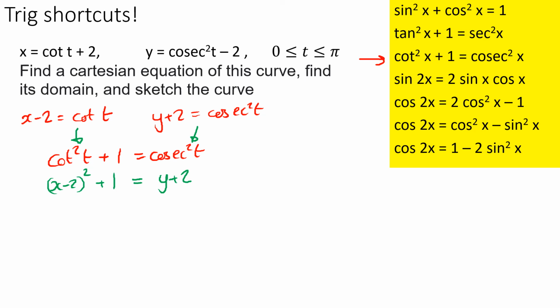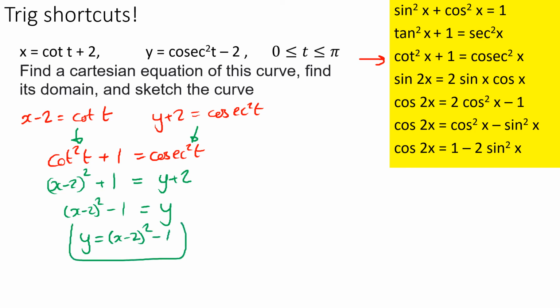We're basically done at that stage, aren't we? We can just make this y equals by simply subtracting the 2. So we'll have y is equal to x minus 2 all squared minus 1. Well, I think we'll just leave it like that. We don't need to make that any more expansive than it is. I might rearrange it to have y in front, that's purely for aesthetic reasons. So there's my answer to the Cartesian equation of the curve.